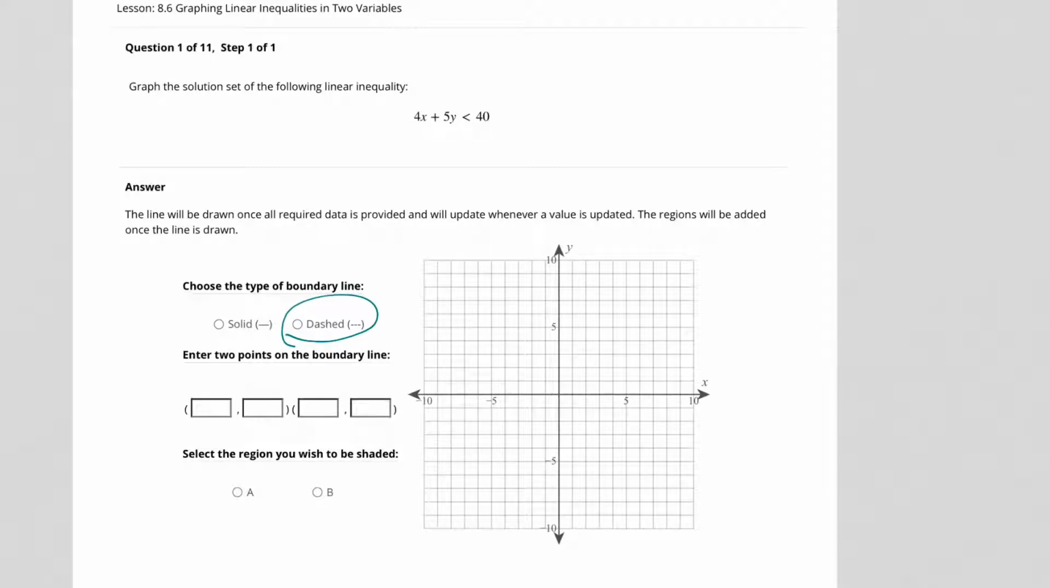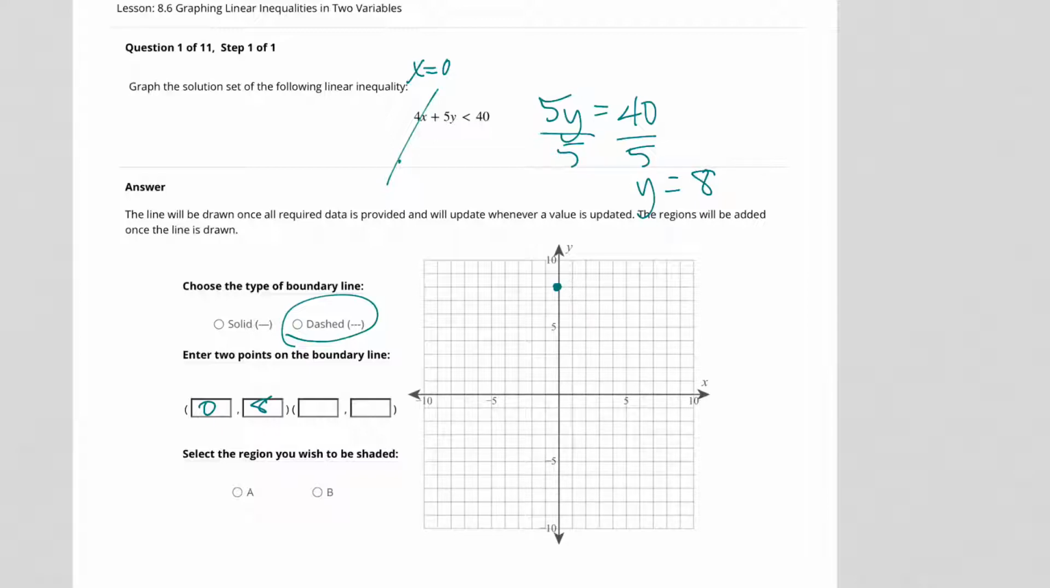The next thing that they're going to ask you to do is enter 2 points that are on the boundary line. The easiest thing to do there is your x and your y intercepts. So if I plug x equals 0 in, that disappears. I'm left with 5y equal 40. Divide both sides by 5. Y is equal to 8. So my ordered pair there will be 0, 8. And that's right there.